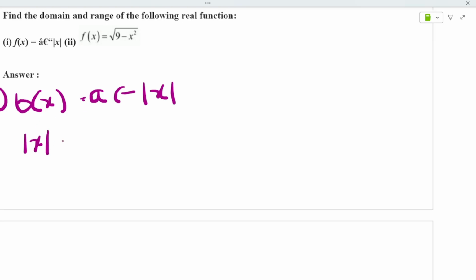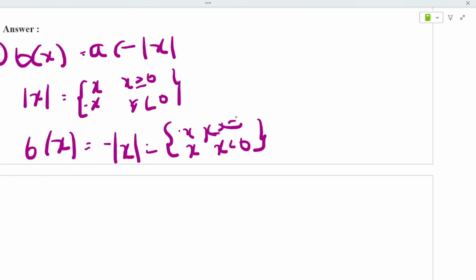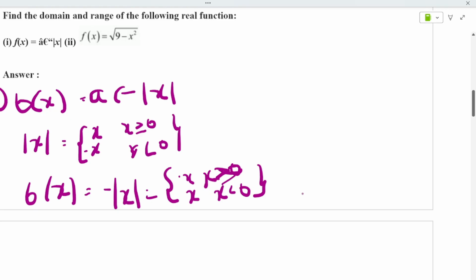So we can say that |x| = x if x is greater than or equal to 0, and |x| = -x if x is less than 0. Now we can say f(x) = |x|, which equals x for x greater than or equal to 0 and -x for x less than 0. Since x belongs to R, the domain is R.